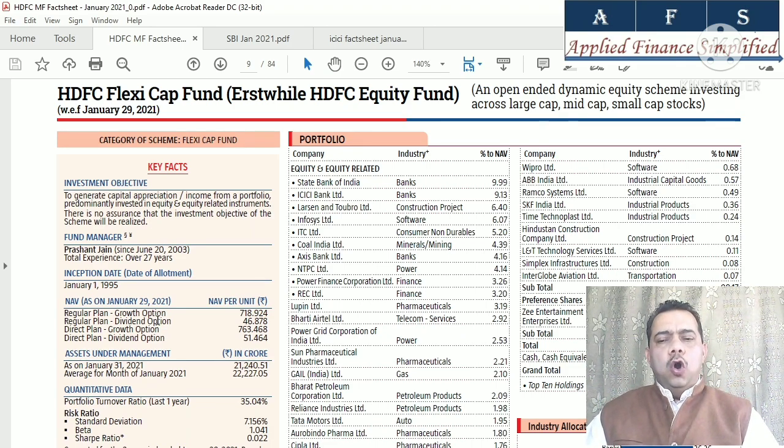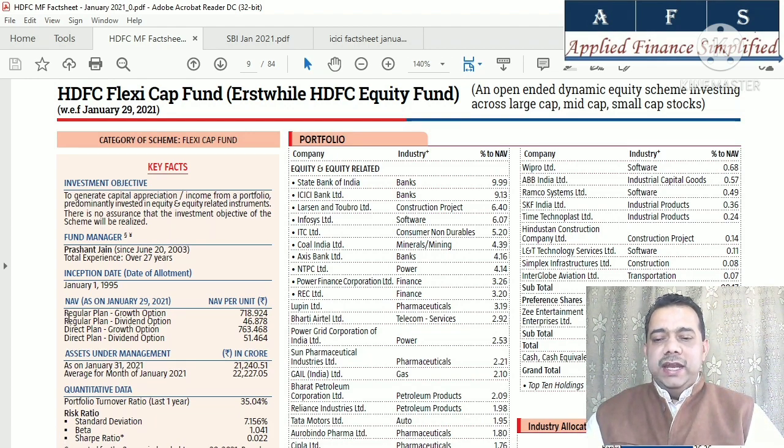Please remember, all funds are launched at a face value of, let's say, 10 rupees. As the fund invests the money in the share market and the returns of the shares are captured, the value of the fund increases. When the value of the fund increases and it is divided by the number of units, we get what is called the net asset value.